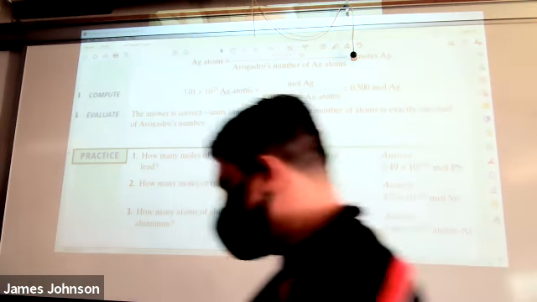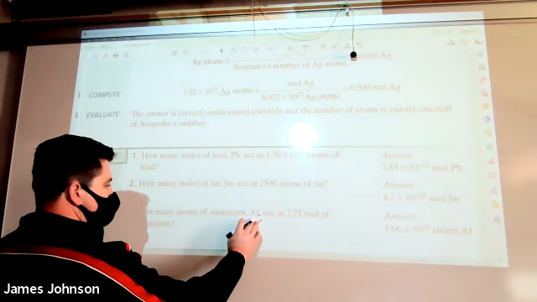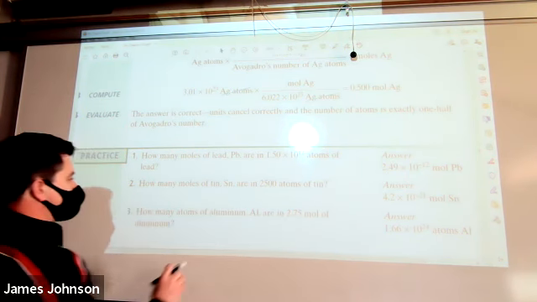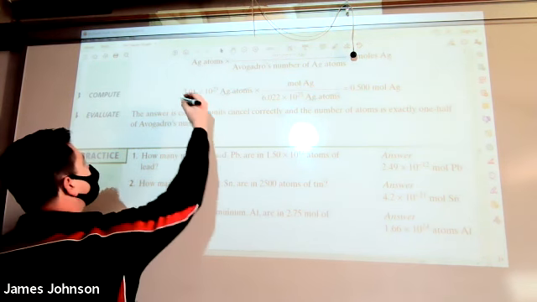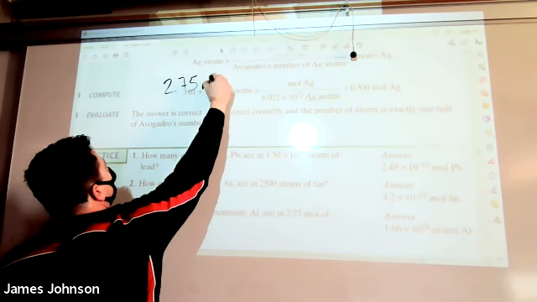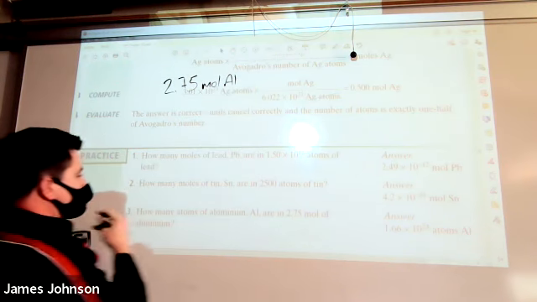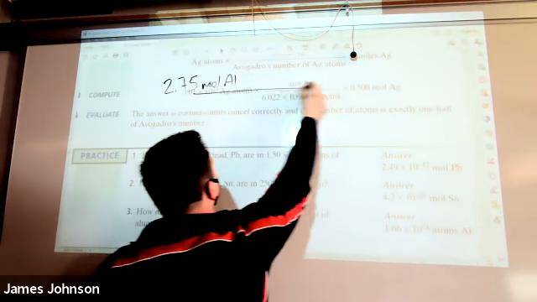Practice problem number 3. So working with sample problem 3-4, Avogadro's number. How many atoms of aluminum, Al, are in 2.75 moles of aluminum? Okay, so we've been given by the question 2.75 moles of aluminum. I'm going to convert.